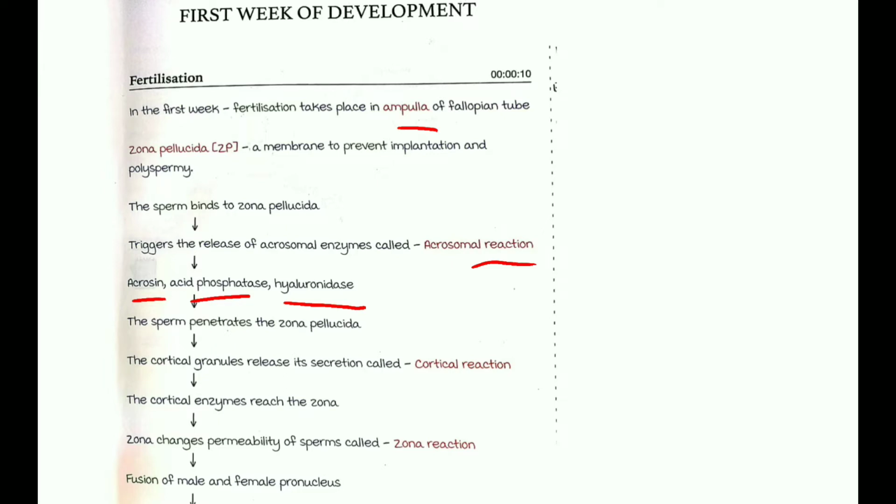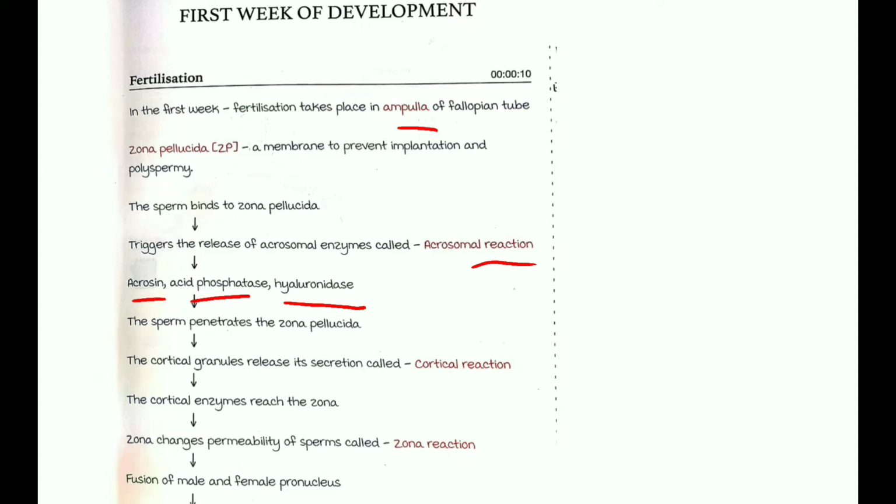Once the sperm penetrates the zona pellucida, there is the cortical reaction. It means that the cortical granules in the cortex release their secretion, so that process is called the cortical reaction. By releasing those secretions, the cortical enzymes reach the zona pellucida layer and thereby change the permeability of the zona to sperms. This reaction is called the zona reaction.